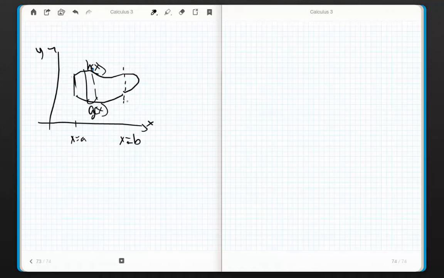But that's not really a problem, because let's call this region D1, and let's call this D2. Now, we're allowed to do that, right? I mean, we can always bust areas up.